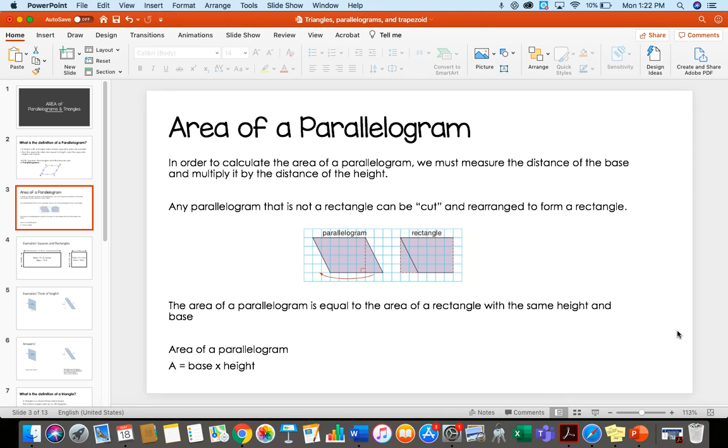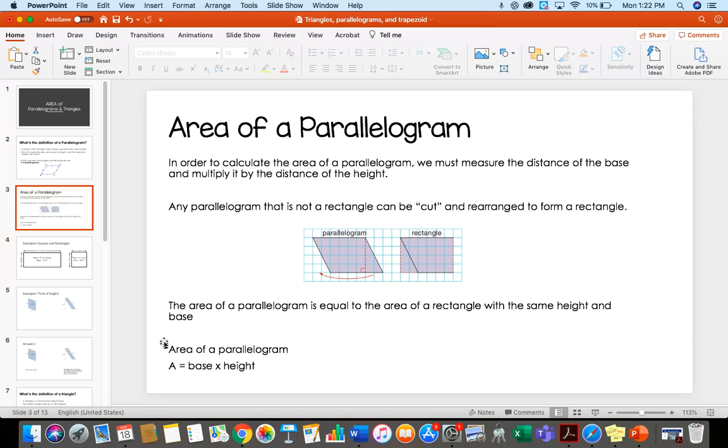Any parallelogram that is not a rectangle can be cut and rearranged to form a rectangle. So as you can see in this photo, if we cut out this little part at the end, and if we move it all the way to the side, it forms a rectangle. So the area of a parallelogram is basically the same area formula as the area of a rectangle because it is calculated by the height and the base.